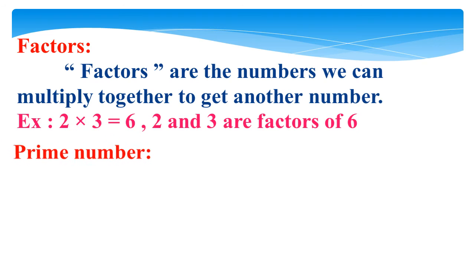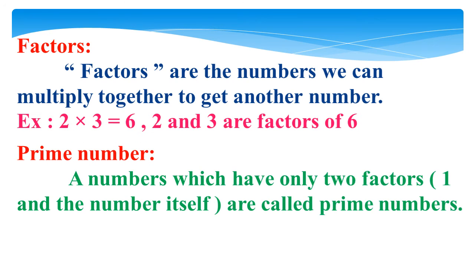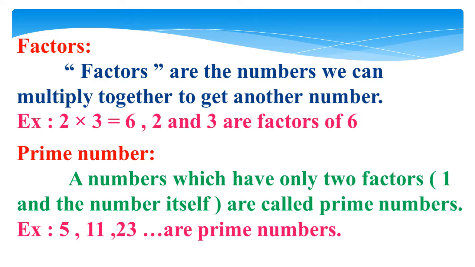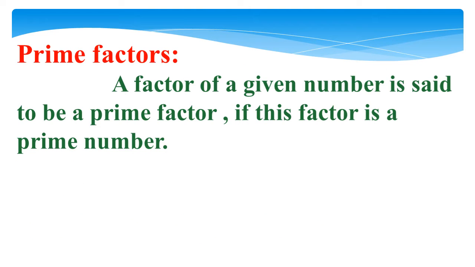Next, prime numbers. We already know that numbers which have only two factors, that is 1 and the number itself, are called prime numbers. For example, 5, 11, 23 and so on are prime numbers. Next, prime factors. A factor of a given number is said to be a prime factor if this factor is a prime number. Let us understand with one example.